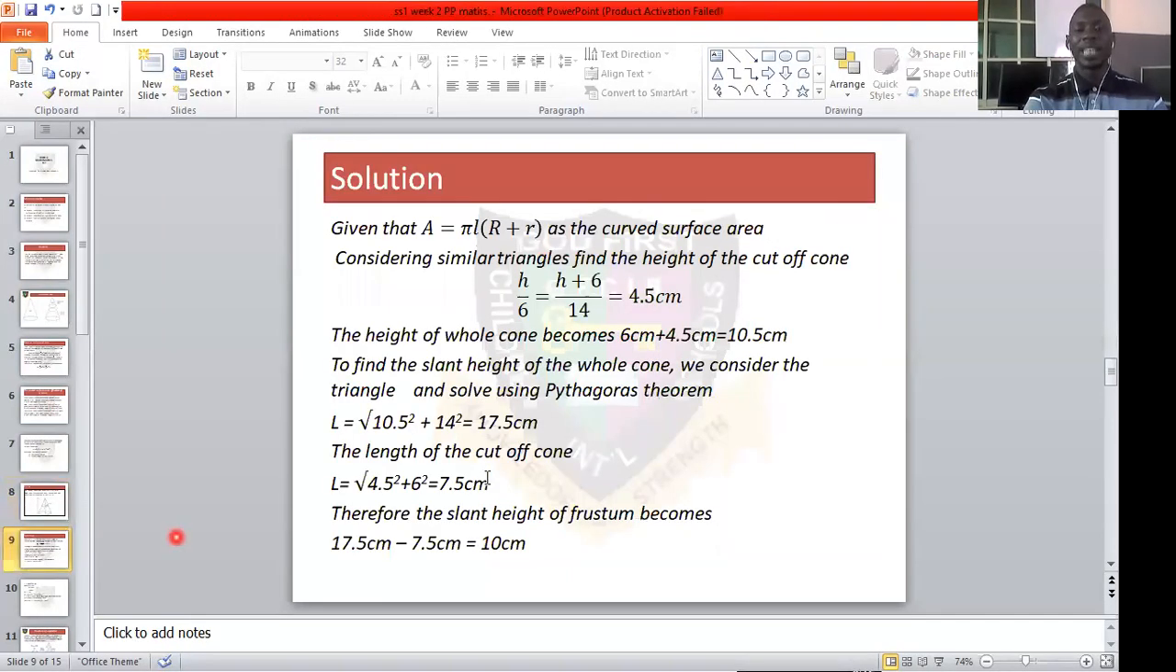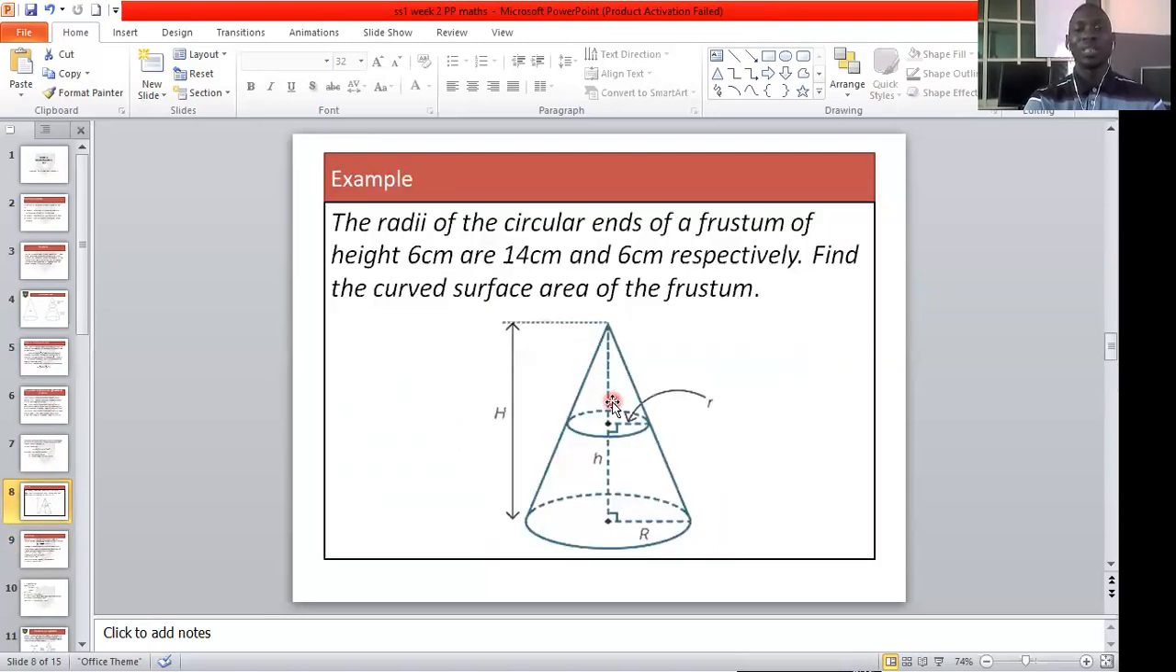So this is it. That is h over 6. Here h is the height of the smaller cone, and 6 is the radius of the smaller cone.